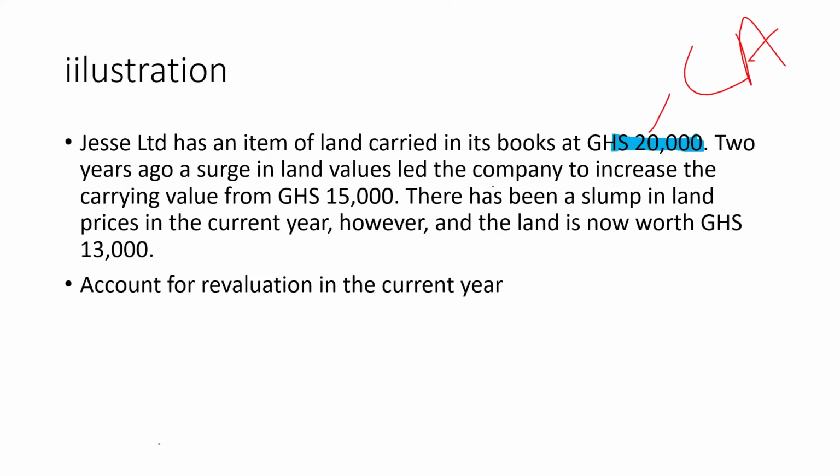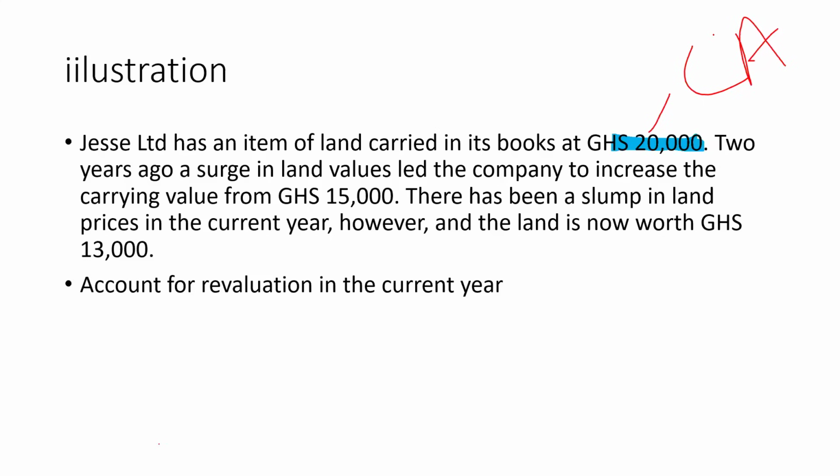Credited to other comprehensive income, correct. Later on we may investigate, but for now, let's concentrate on IAS 16. So it was credited to other comprehensive income, or it was added to other comprehensive income, right? Good. So now what is happening?